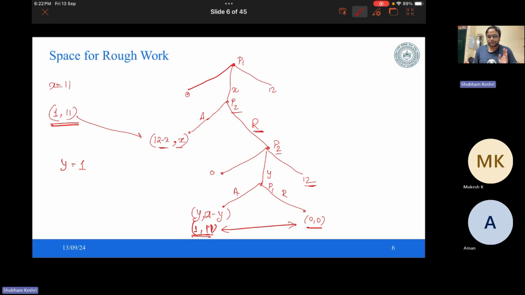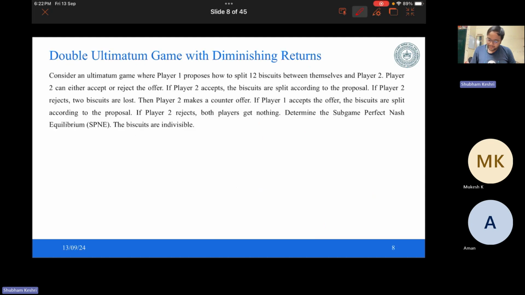Is this all right? Understood? So this is the first stage and this is the second stage. Now, the threat I was talking about will come when we have a discount factor, and we'll see this in the next problem.